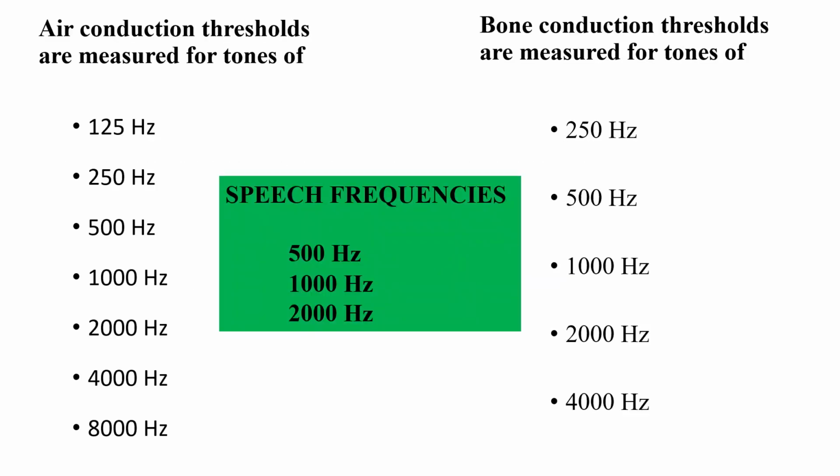The frequencies which are tested: for air conduction thresholds, they are tested at 125, 250, 500, 1000, 2000, 4000 and 8000 Hz, while bone conduction is tested at 250, 500, 1000, 2000 and 4000 Hz.